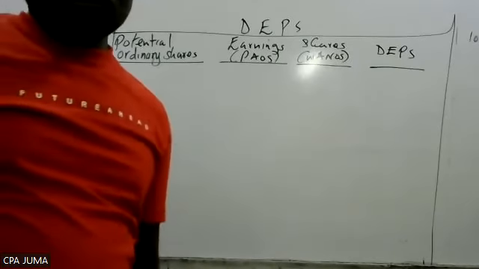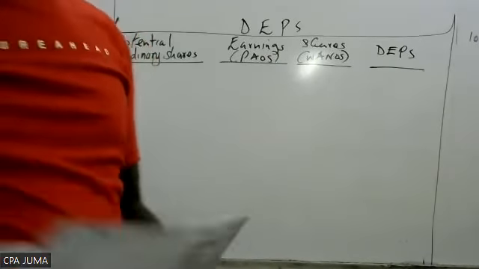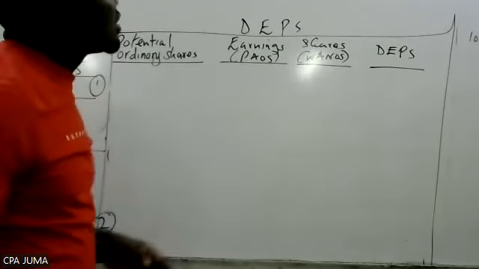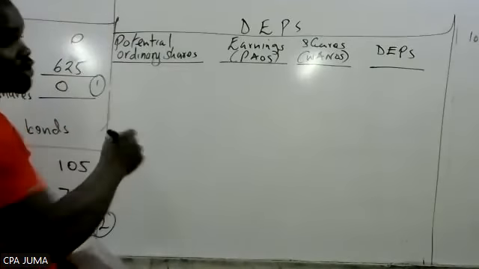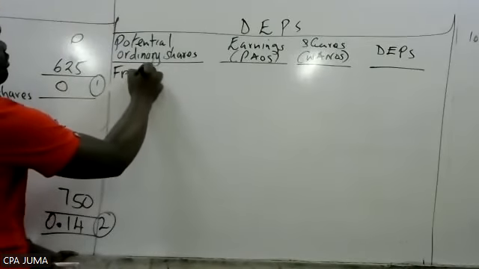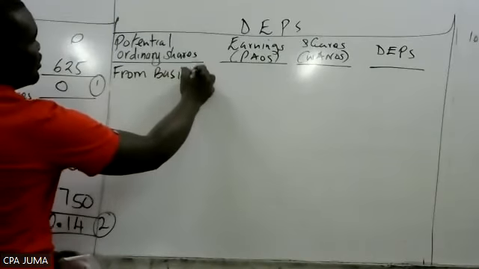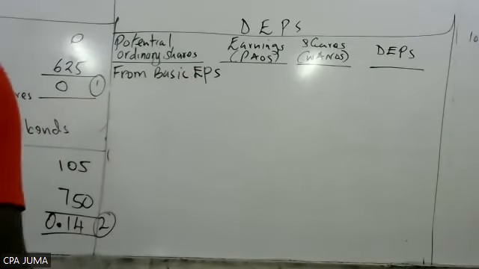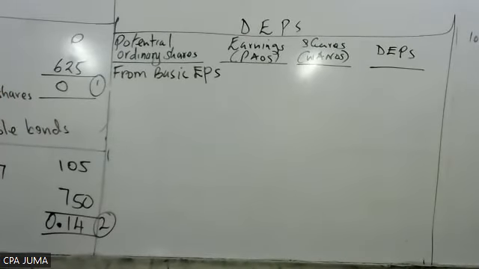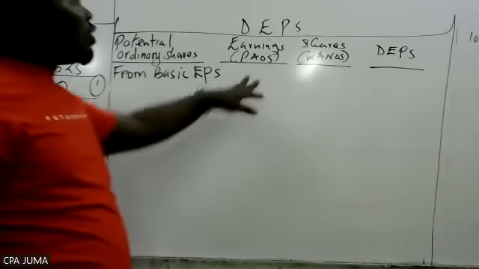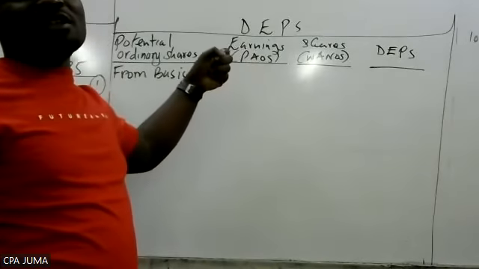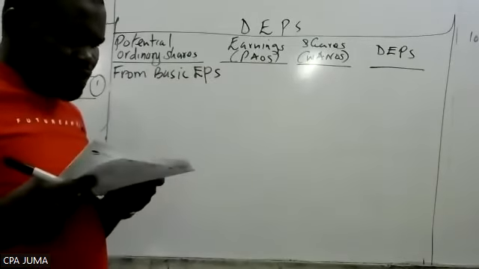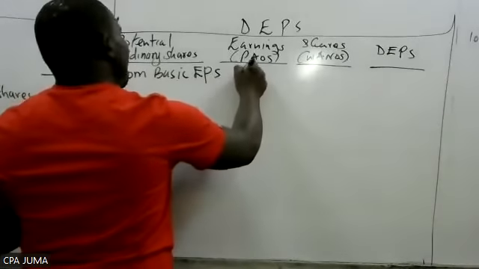So we start. What do you want to dilute? We want to dilute the basic. So before you start dilution, you come and say from basic EPS. From basic EPS. What was the powers, please? Check how we calculated basic. Tell me the numerator and the denominator. Numerator was the profit, which was 14.